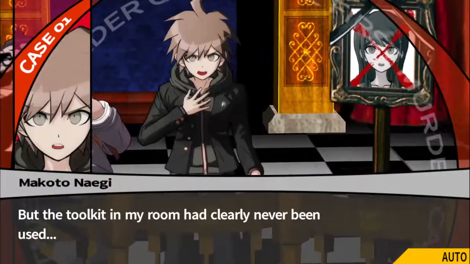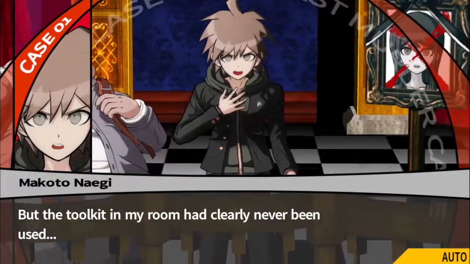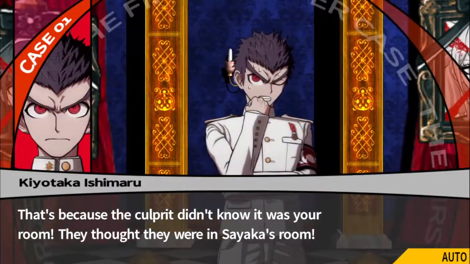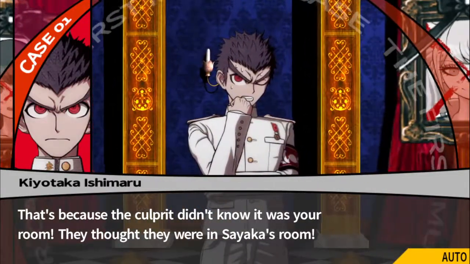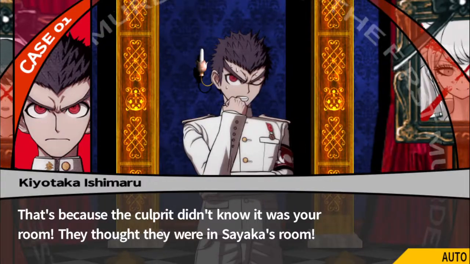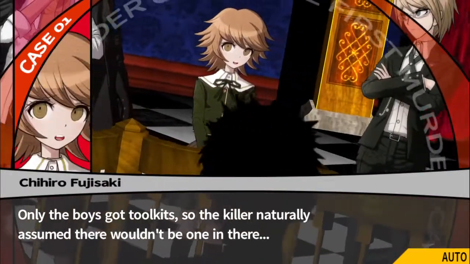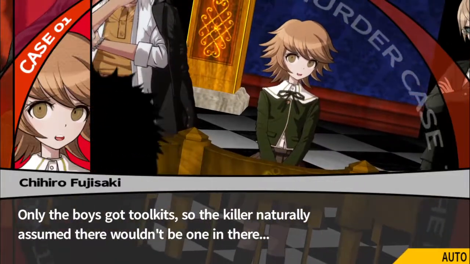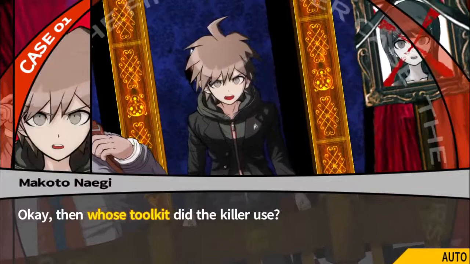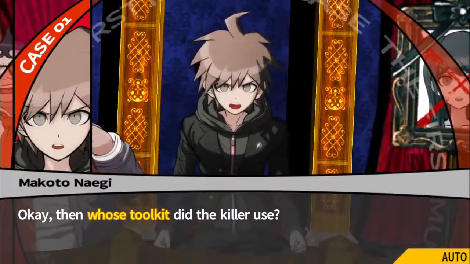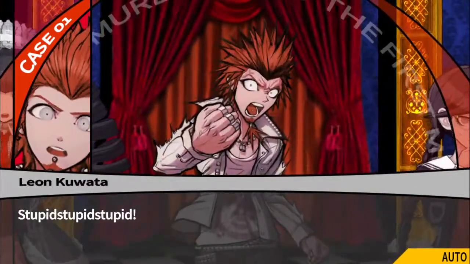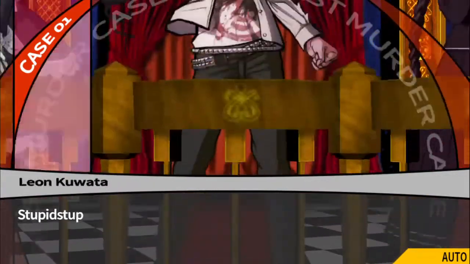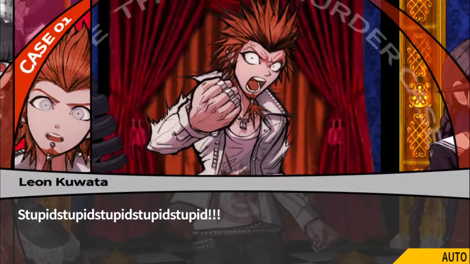But the toolkit in my room had clearly never been used. That's because the culprit didn't know it was your room. They thought they were in Sayaka's room. Only the boys got toolkits, so the killer naturally assumed there wouldn't be one in there. Okay, then whose toolkit did the killer use? It had to be their very own toolkit.